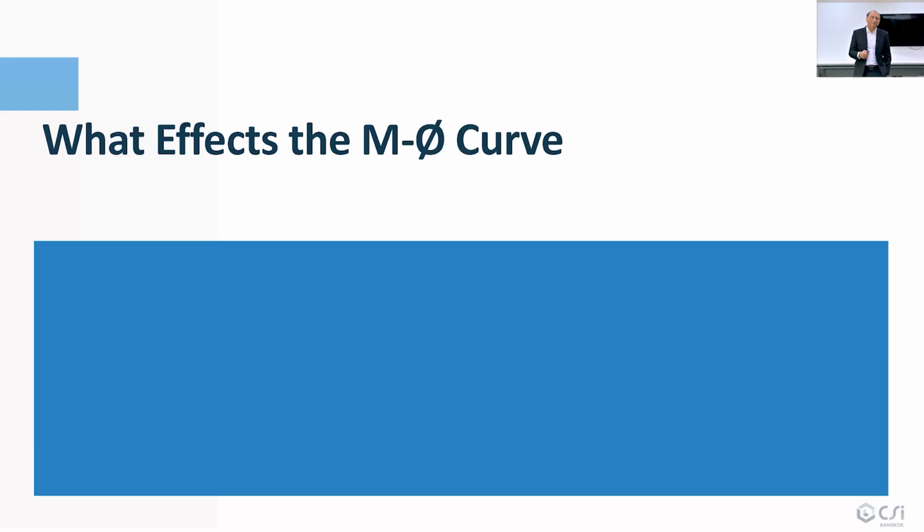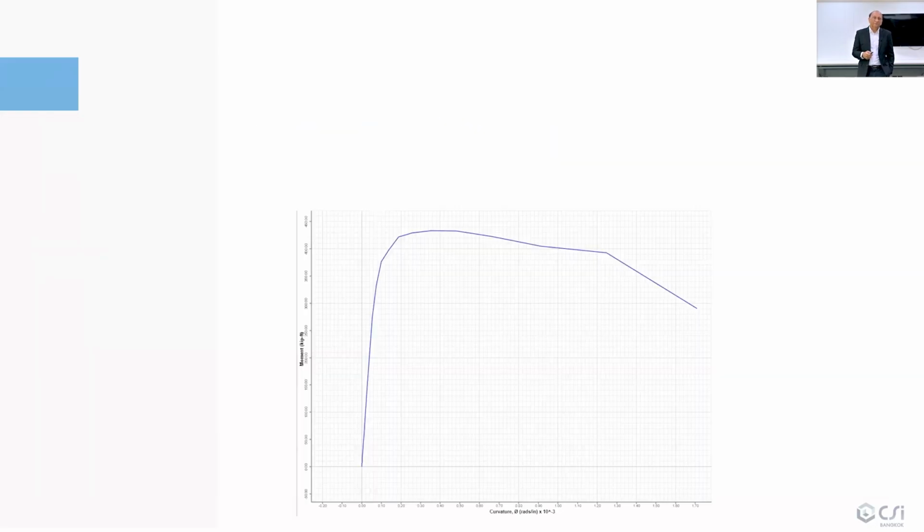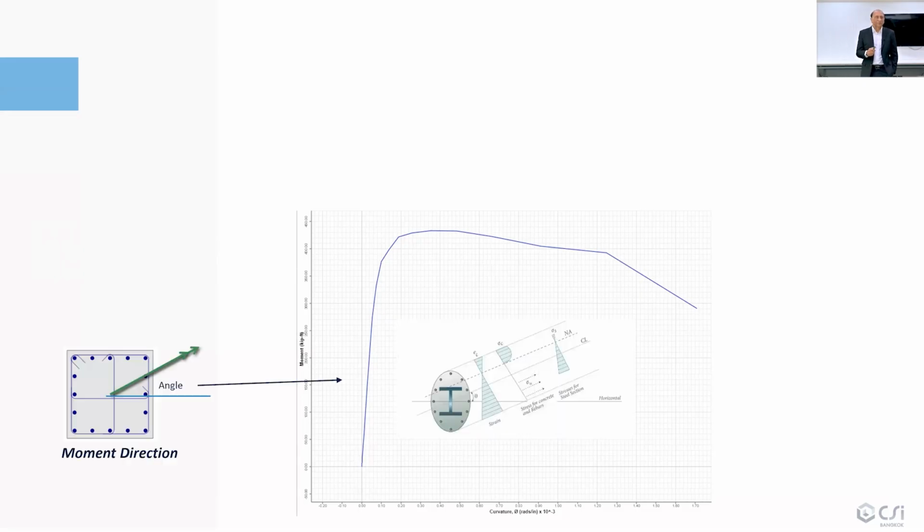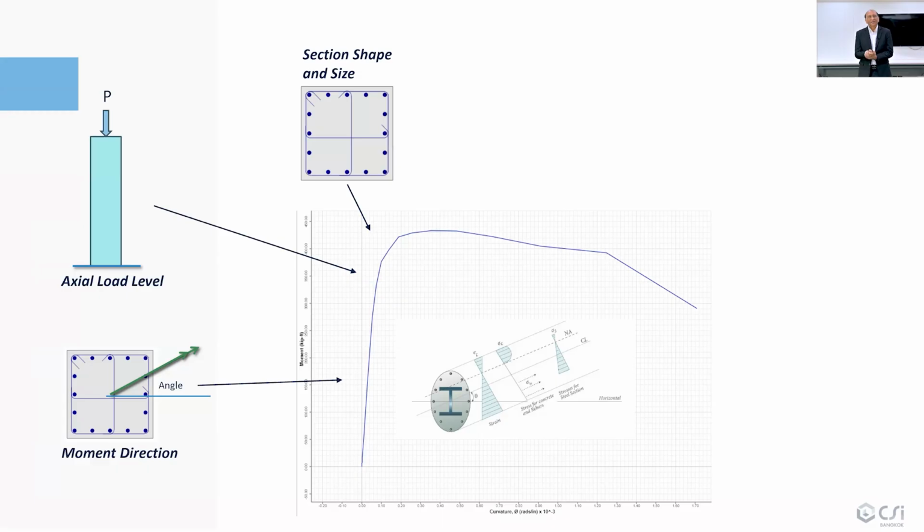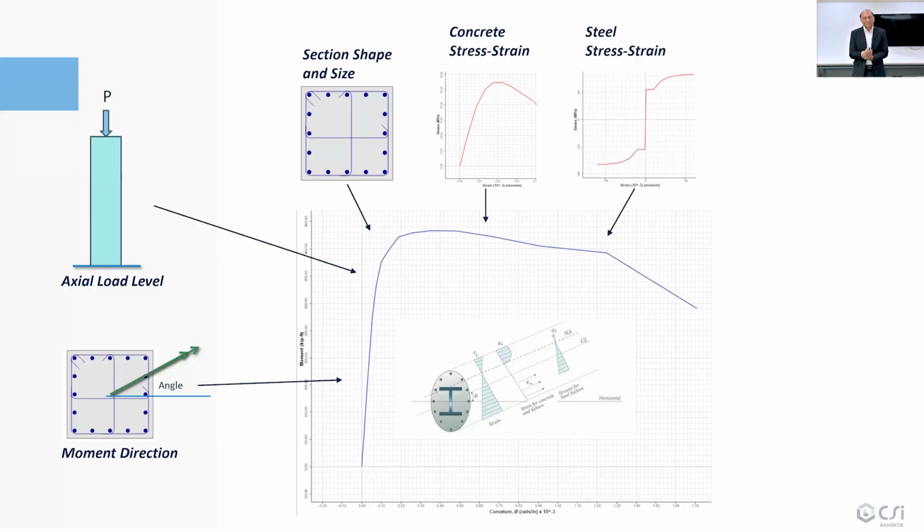So what are the things that affect this moment curvature curve? First of all, it is affected by the angle of bending on the cross-section, because moment direction will be important, because the cross-section has different behavior in each direction of bending. It is also affected by the axial load, because the equilibrium is calculated for the given axial load. It is also affected by the cross-section size, shape, and reinforcement. It is affected by the concrete stress-strain curve and the steel stress-strain curve.